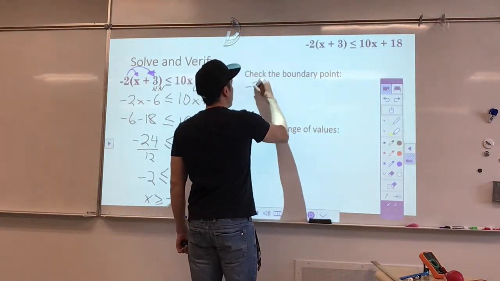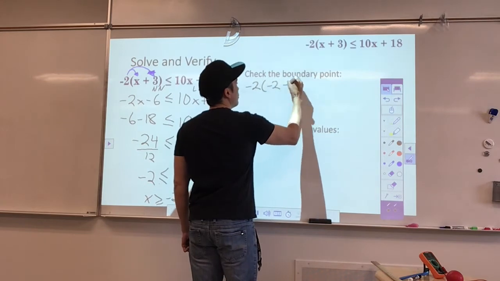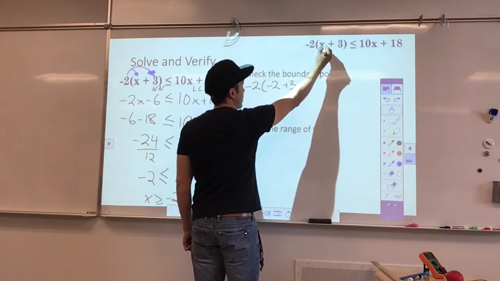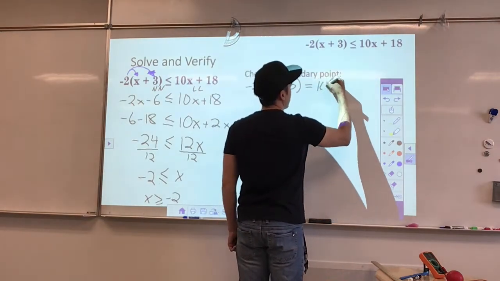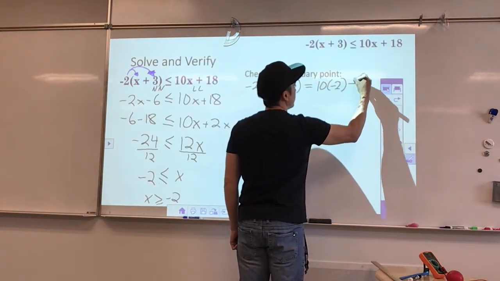So I have negative 2 times (negative 2 plus 3). I just replaced this x with a negative 2. Then I'm going 10 times negative 2 plus 18.